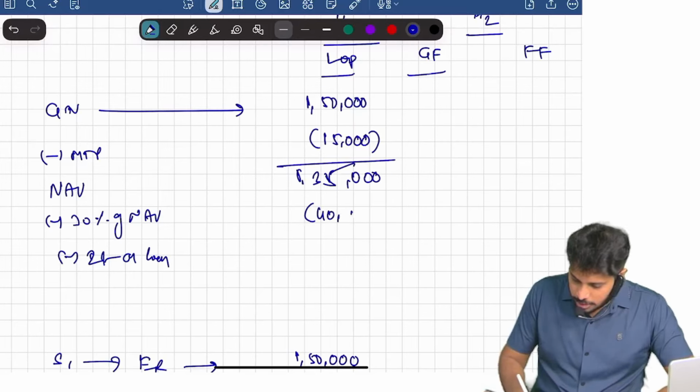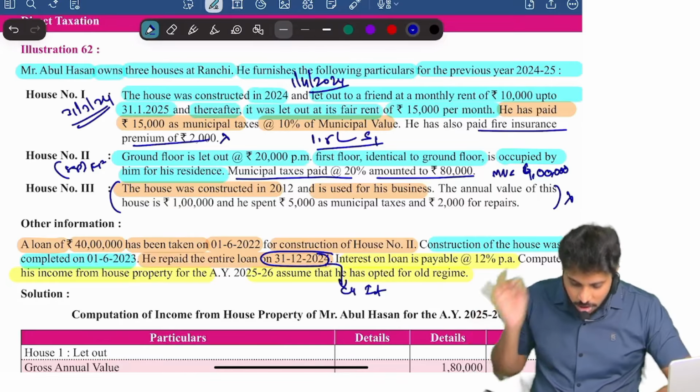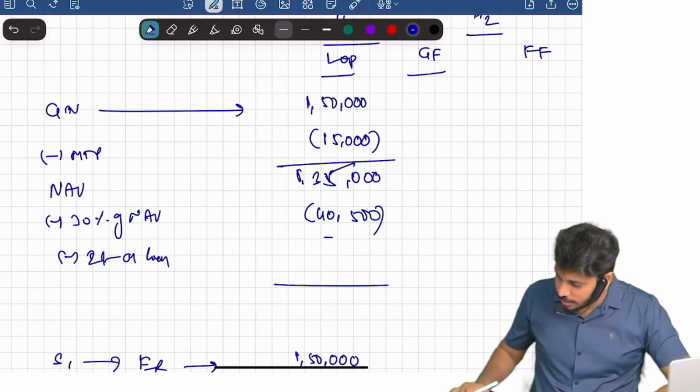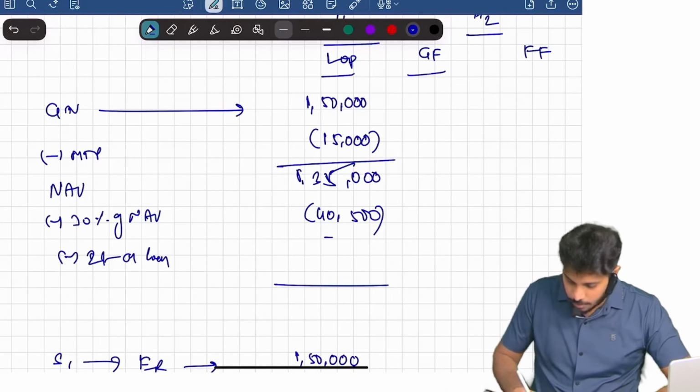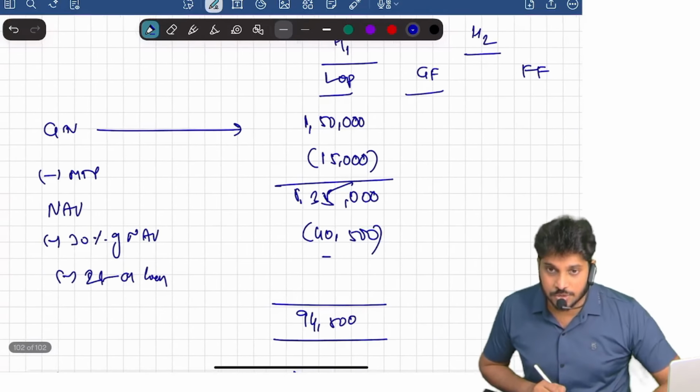So 30% of NAV is 40,500. The interest on loan point they have not given at all. So for house number 1, loan details have not been given, which means there is no loan. Correct? 94,500 is the income from house property for house number 1.